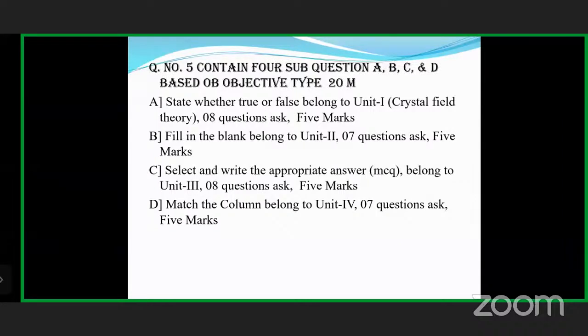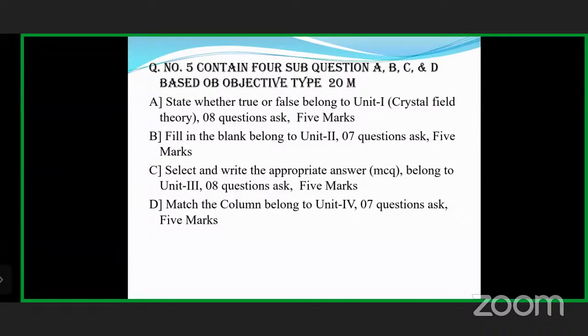See, sub question A, state whether true or false. This belongs to unit 1st, that is crystal field theory. So here a total of 8 sentences are provided to you to select true or false, and you have to solve any 5 from these 8 sub questions. So sub question A carries 5 marks.